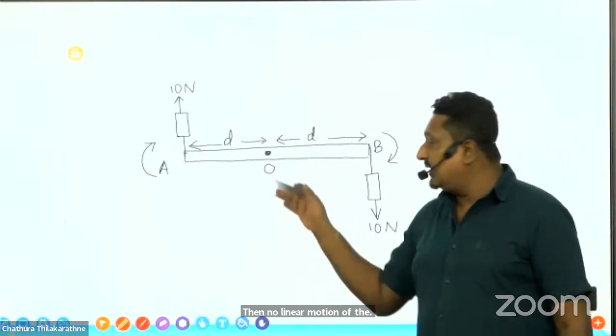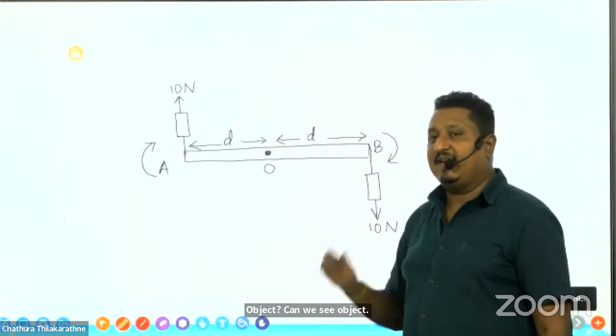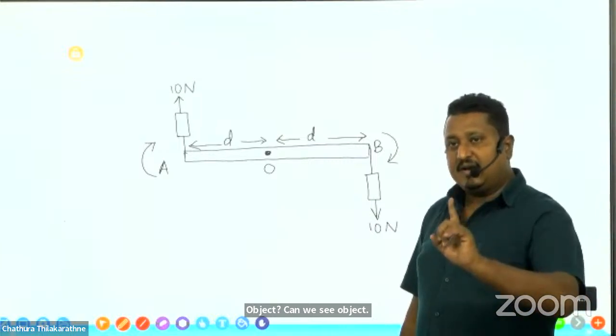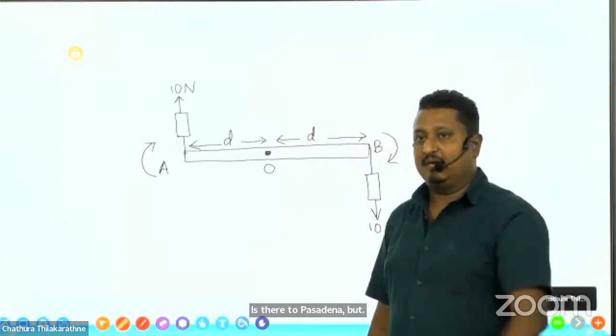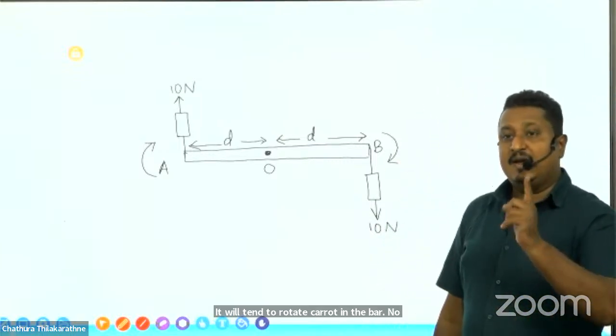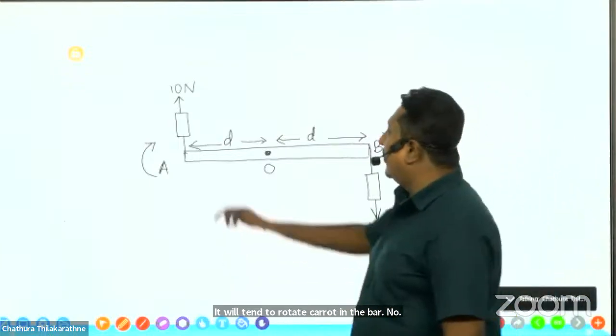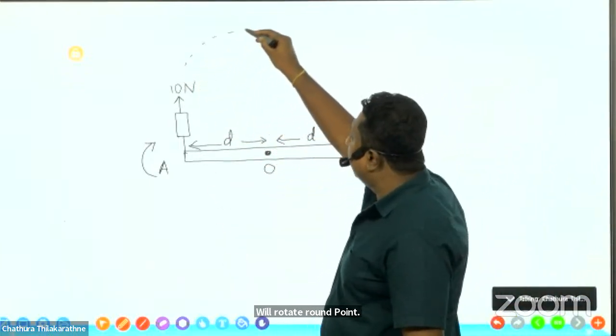The object does not go forward or backward. But it will tend to rotate. It will rotate around point O.